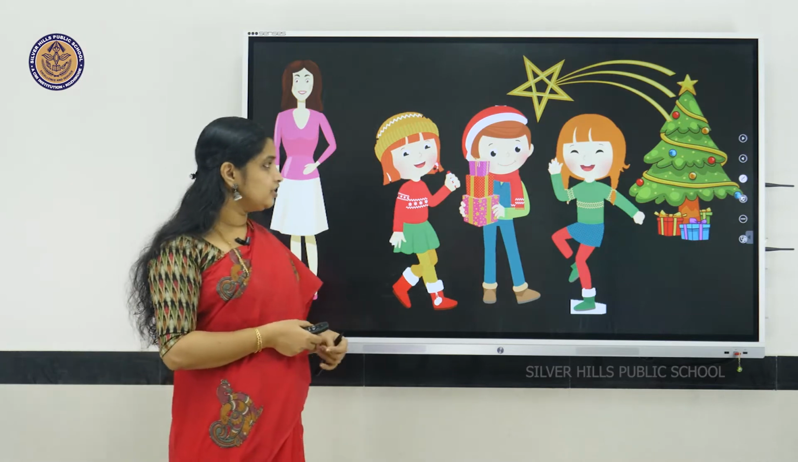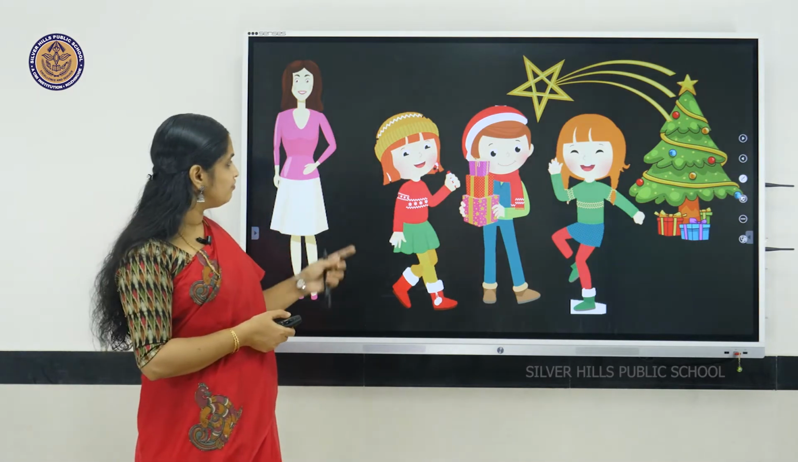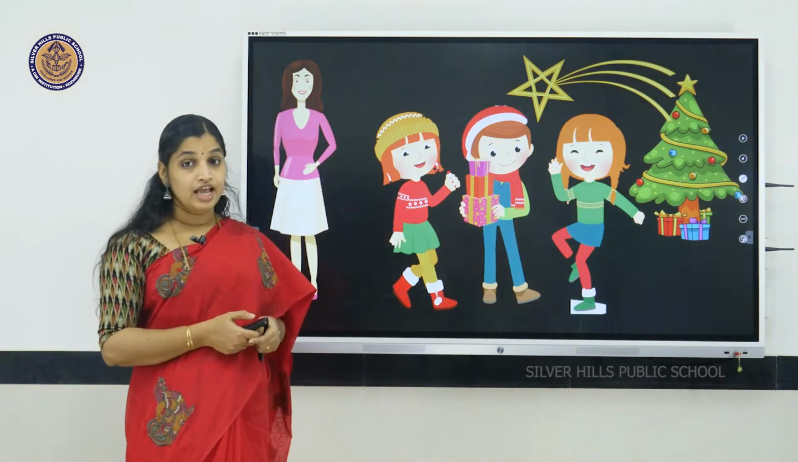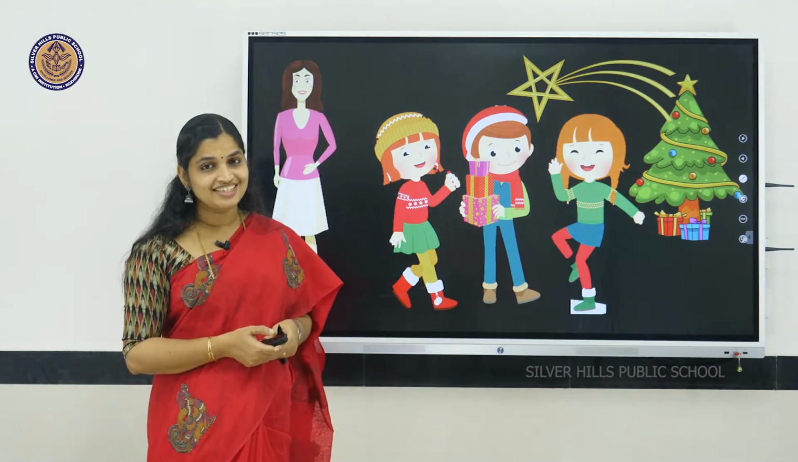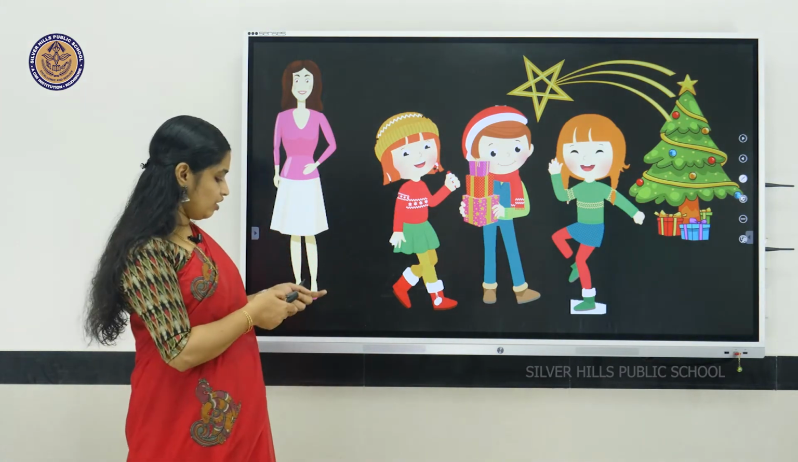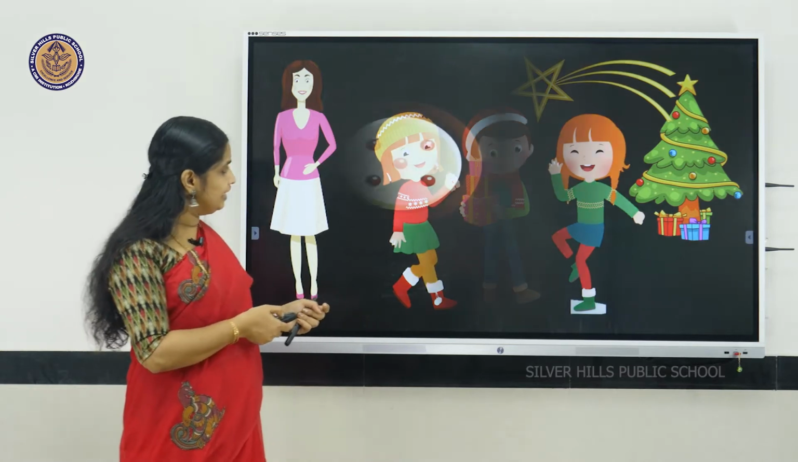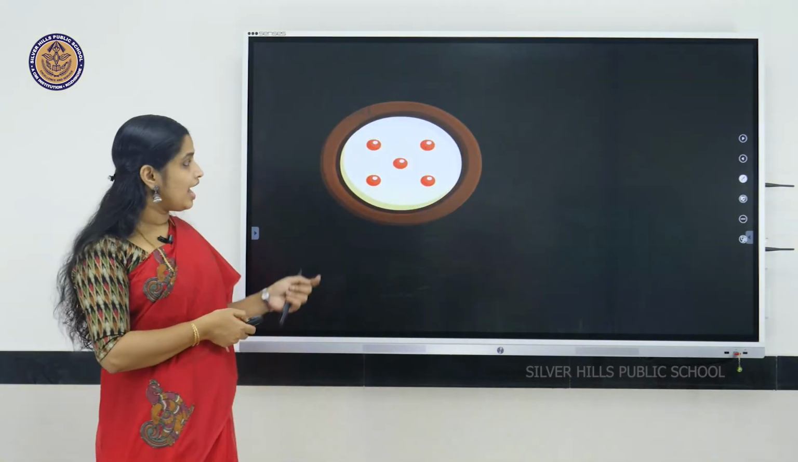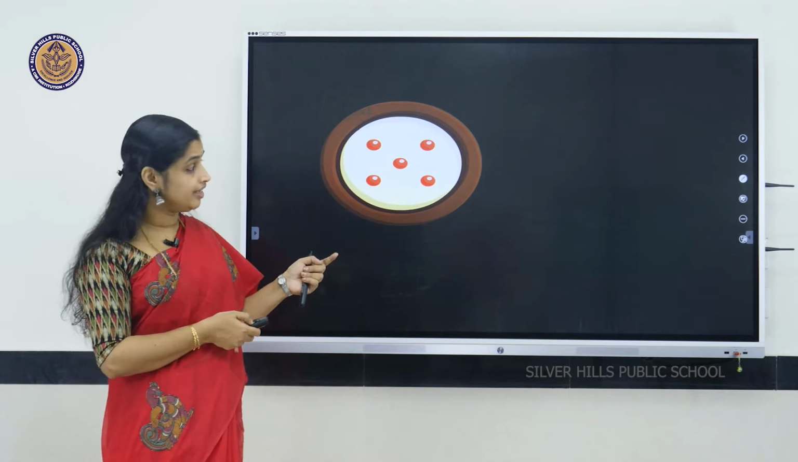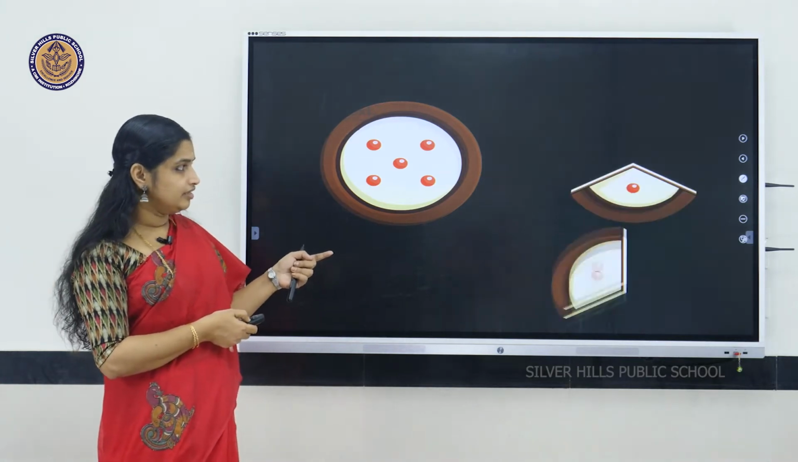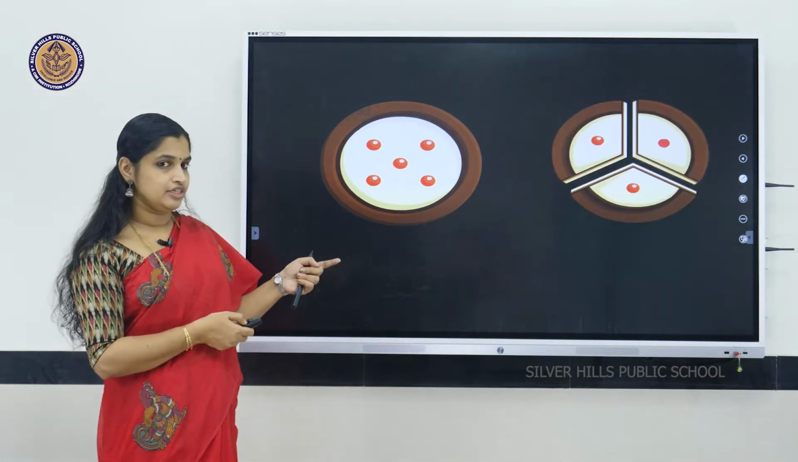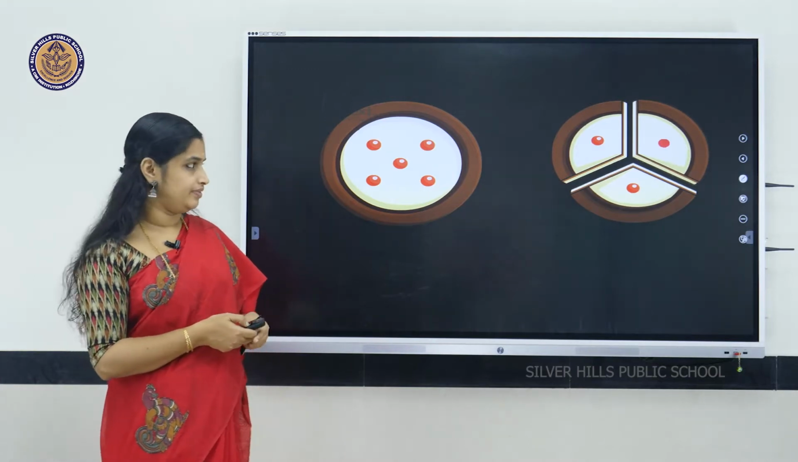This is Tony. Tony celebrated Christmas with two of his friends. And you know what is special about Christmas? Yeah, it's a cake. Tony's mother made a delicious cake on that day. And you know how she divided the cake? She divided the cake equally among three. So all were very happy.